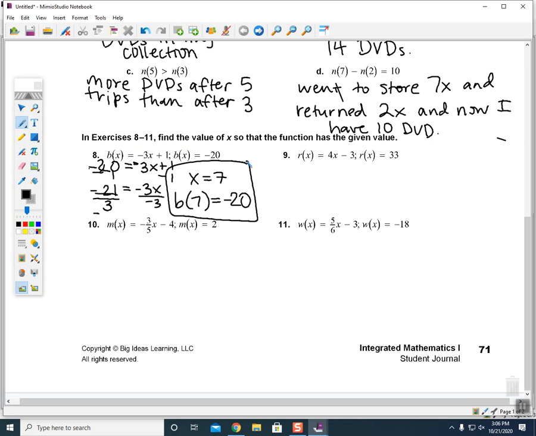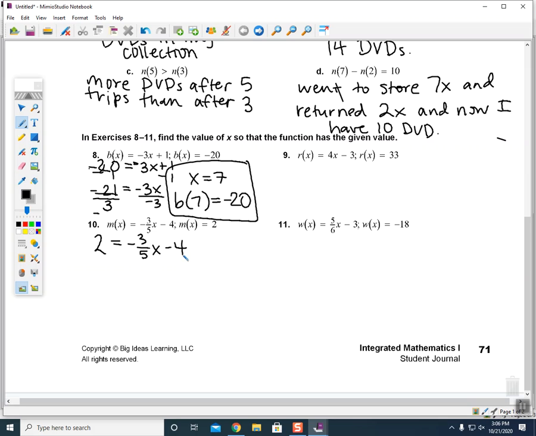Let's do number 10 together as well. 10 has fractions. Fractions scare people, and then I'll have you do the other 2 on your own. So m of x equals negative 3/5 x minus 4. And I want to know what x value makes my function equal 2. So I'll have 2 equals negative 3/5 x minus 4.